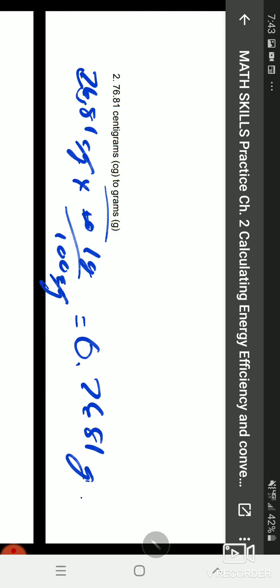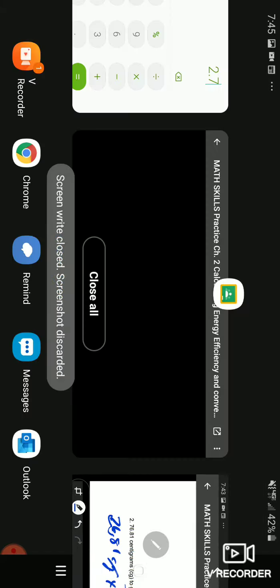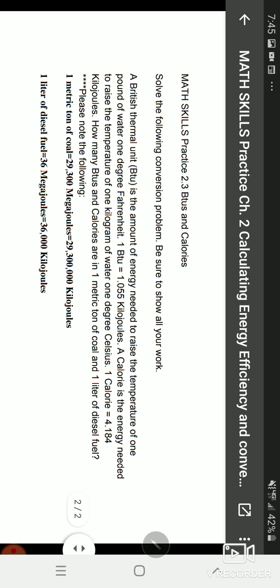All right, so I think these simple conversion problems are fairly straightforward. But let's go to one of the more challenging ones. This one's milliliters to liters, and that one's fairly simple. Honestly, the one that was the oddest was the one we just did, the 76.81 centigrams to grams. But let's look at this thermal problem. It's all just a conversion problem, and I'm going to try to do one of these for you.